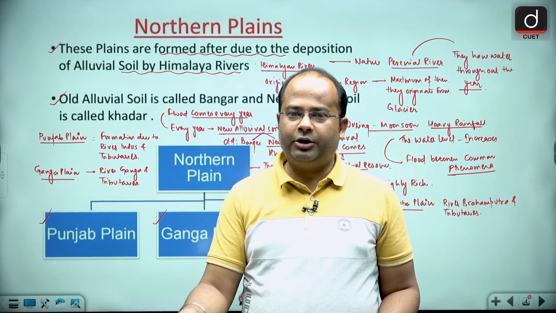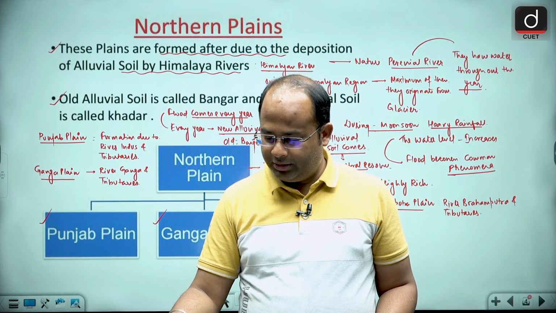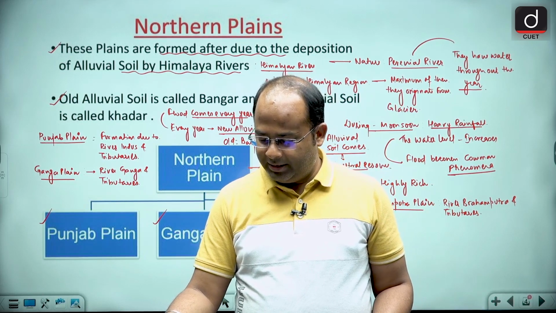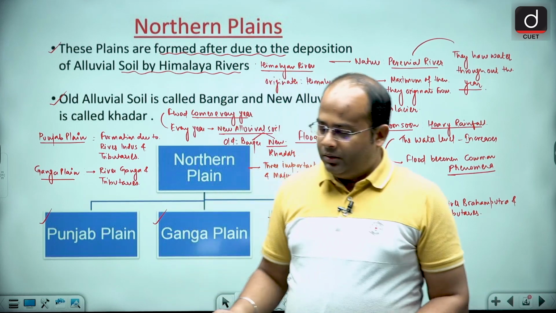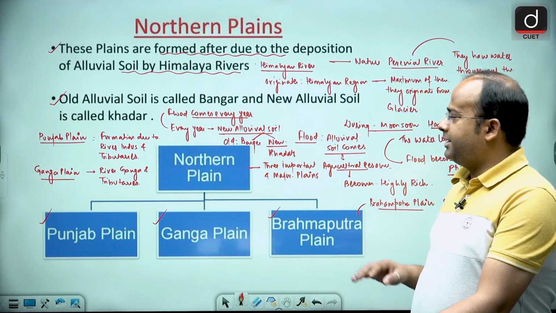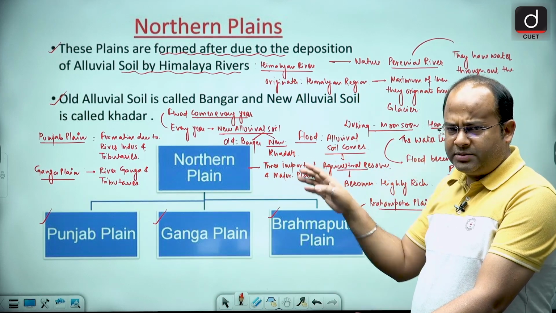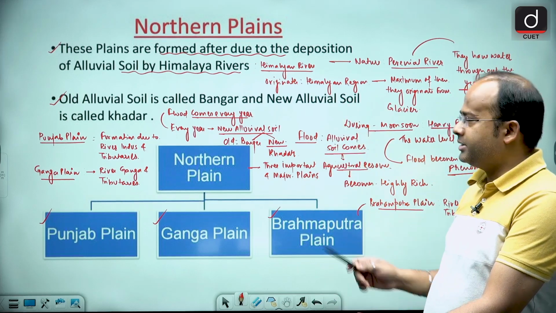So these are formed due to these three river plains. Is that clear to all of you guys? Now, first of all guys, if I talk about the Punjab plain, especially I am talking about India, not going to the Pakistan side of Punjab.